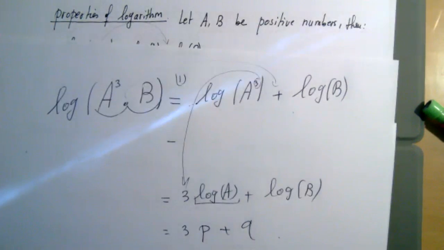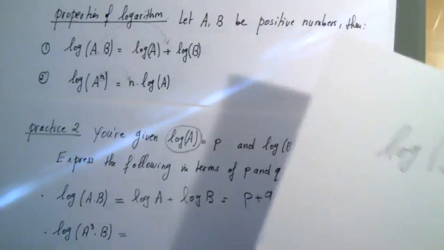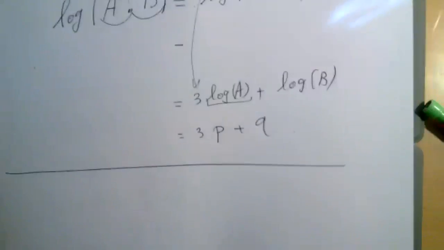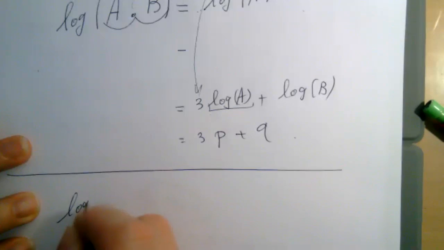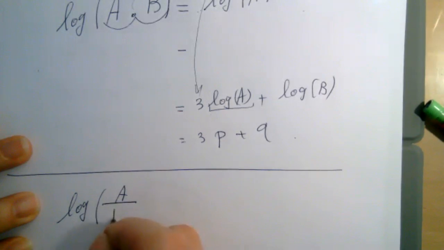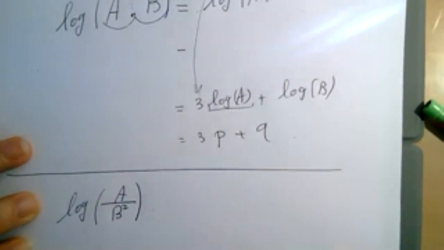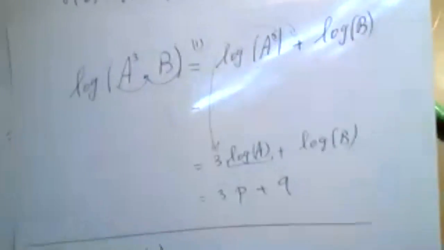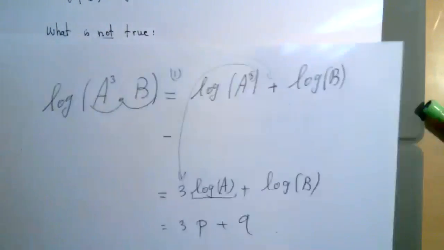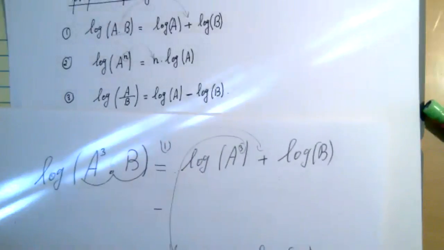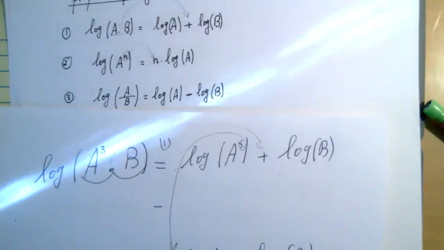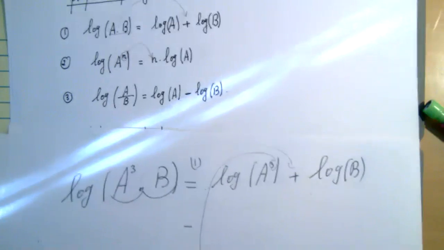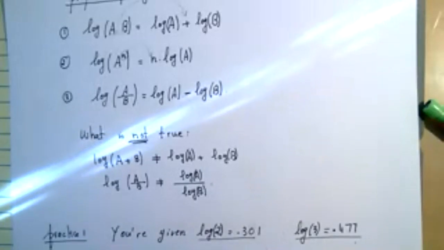Okay. All right, we can proceed along the same line. I want the log of A over B squared. Again, there are the properties in front of you. Wait, what are we doing right now? A over B squared.